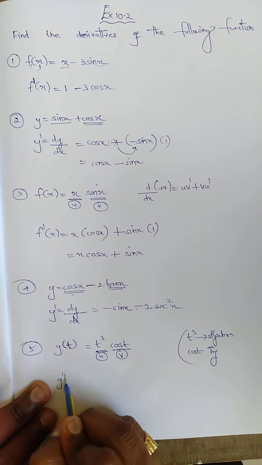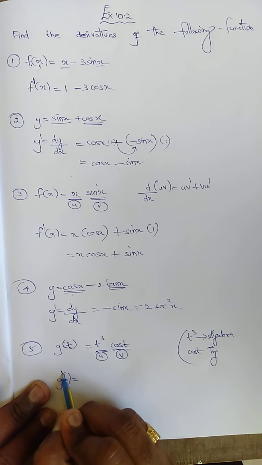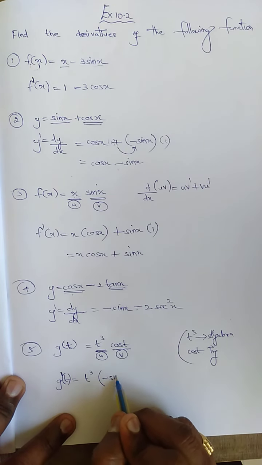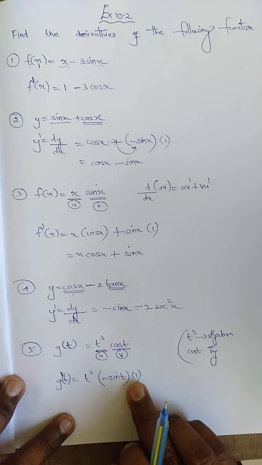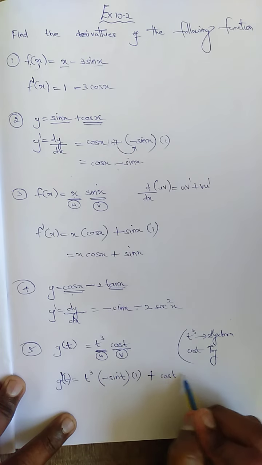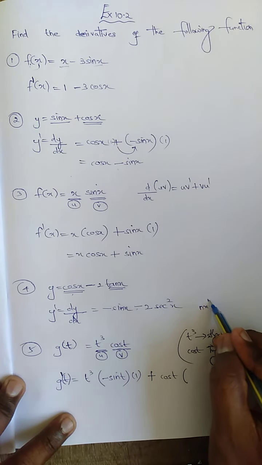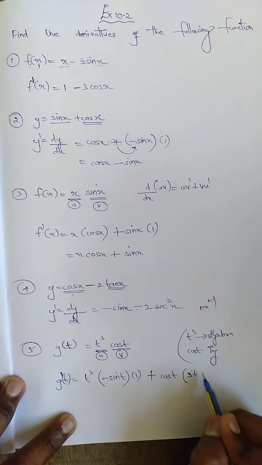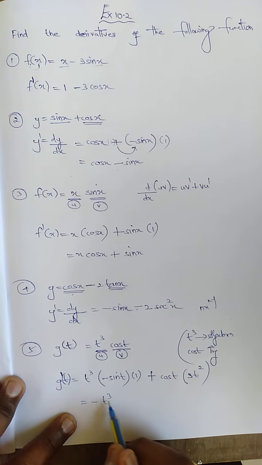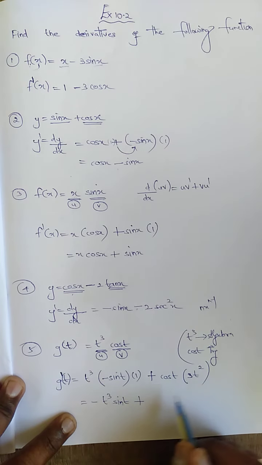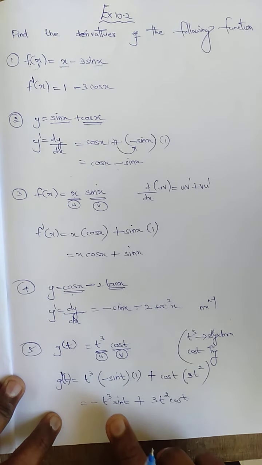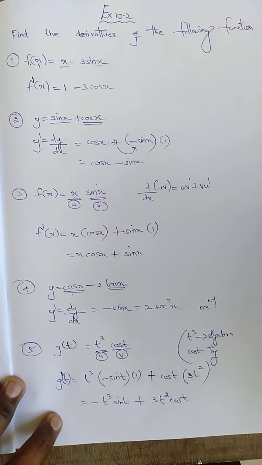So g of t, you can write g dash of t. First keep t cube as it is. Cos t differentiate is minus sin t. T differentiate is 1. If 1 I am going to put or not going to put, no problem, because 1 multiply the same remains, same answer. Plus write cos t as it is. T cube, you know the formula, n x power of n minus 1. Bring the power 3, raise the power 3 minus 1 is 2, that's all. So you can take the answer: minus t cube sin t plus 3t square cos t. Very easy sum, no? Minus t cube sin t plus 3t square cos t.